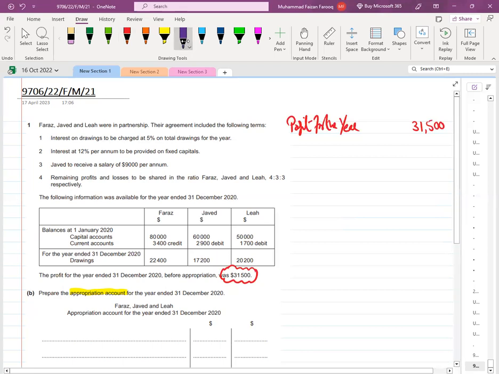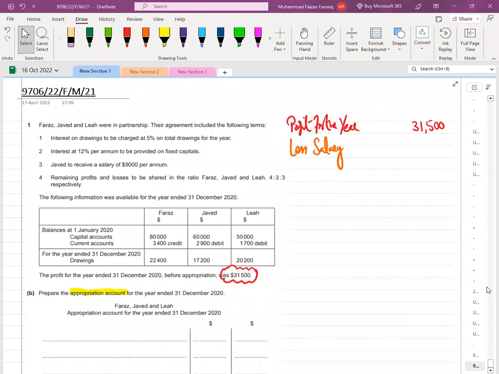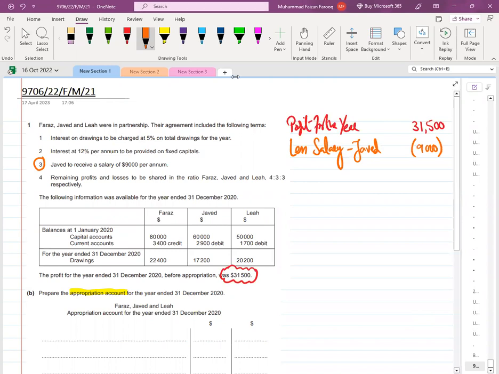We got profit. We know that three items come here. Item number one is salaries, salary to partner. Who is getting salary? I can see only point number three, Mr. Javed. He is getting a salary of 9,000 for the year, and we are doing the working for the year. So we deduct 9,000 as the salary of Javed. He is the only person who is getting salaries.